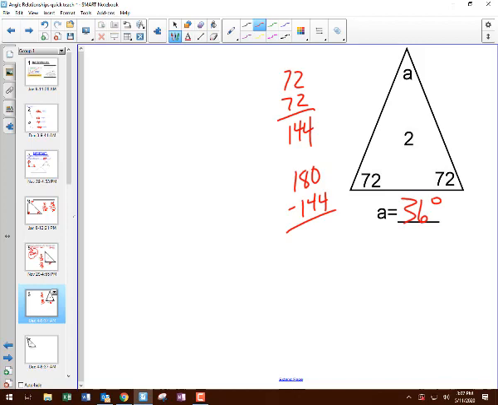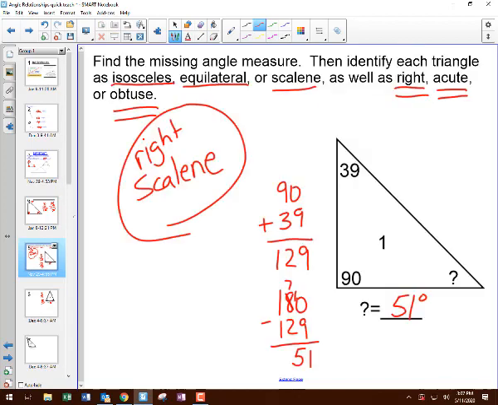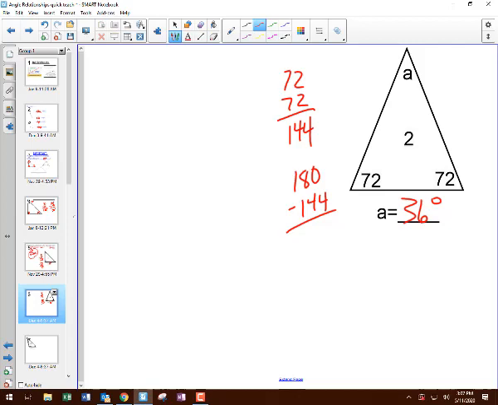Okay? Now, to classify it, let's take a look at these again. Isosceles means there's two sides that are the same. Equilateral, all sides are the same. And scalene, no sides are the same. I see two angles here that are the same, so that means their opposite sides are going to be the same. And so this one is an isosceles.